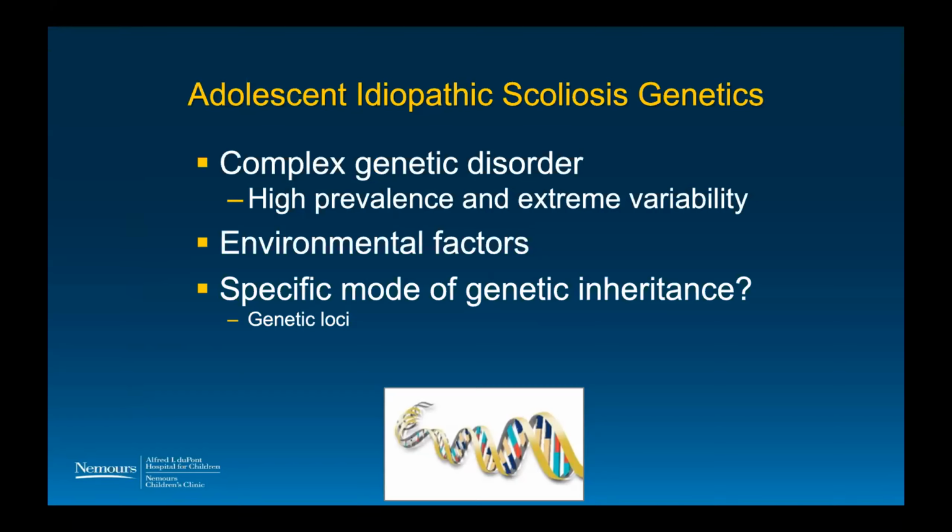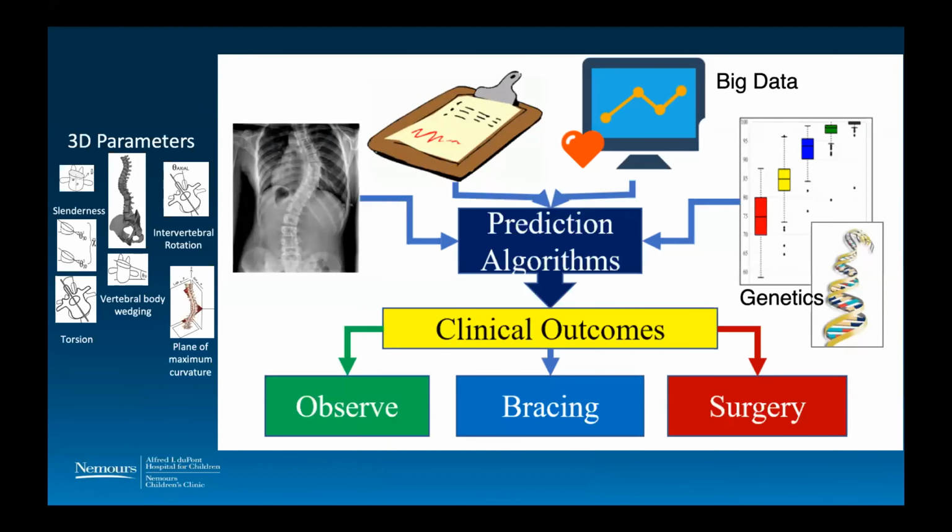Essentially, we know the future rests in genetics. The problem is this is a complex genetic disorder. It means it has high prevalence, extreme variability, maybe some environmental factors. And we don't even know if there's a specific mode of inheritance. But there's work continuing in various different centers, in various different ethnicities and races. And when we have an animal model, like the zebrafish that is maturing, we'll understand this a little bit better. But what I'm getting at is that we can take big data, we can take genetics, we can take these parameters, put it all together in AI, and actually provide our patients with customized treatment, observation, bracing, and surgery.